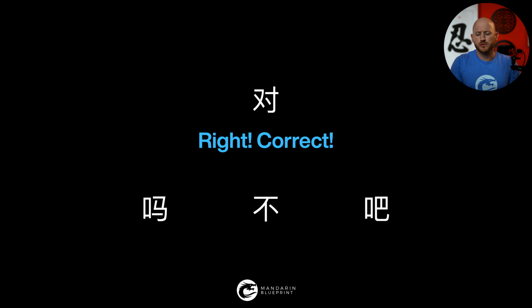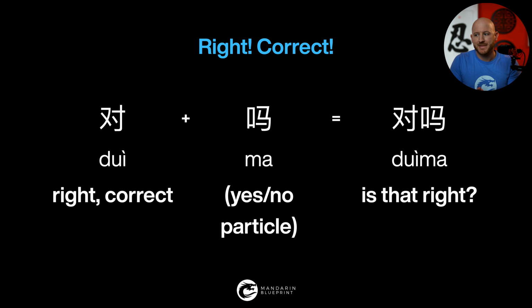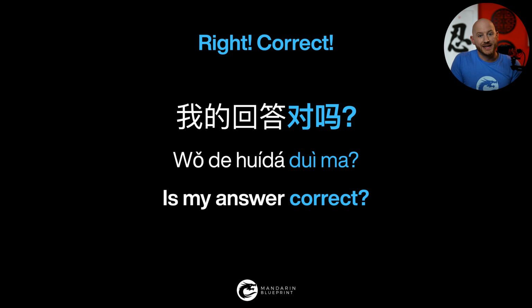Now, here are a few more words that you'll see where 对 means right or correct, and you tend to use them at the end of a sentence. So let's give some examples here. We have 对 plus 吗, 对吗. Now, this just means, is that right? There is no certainty. It could be 50-50 in your mind if you say that. So for example, 我的回答对吗? Is my answer correct? You are not leaning one way or the other. You're just asking, is it correct?